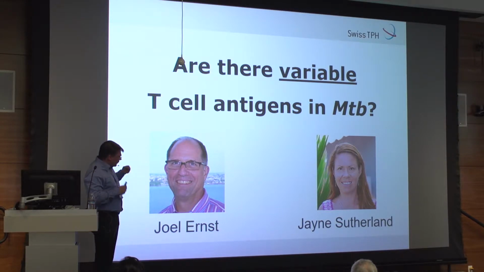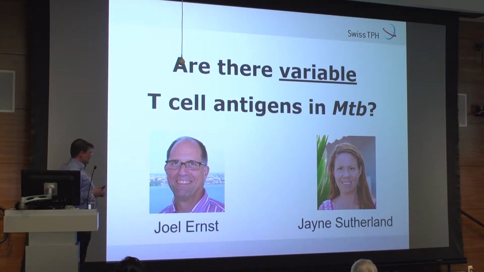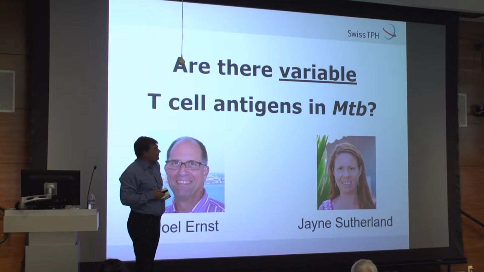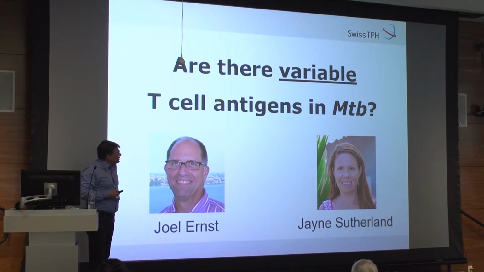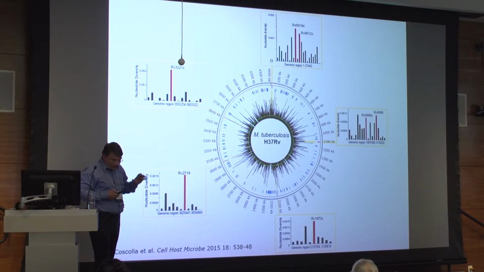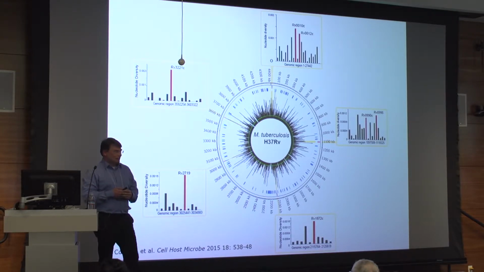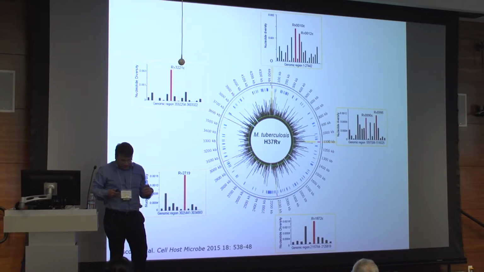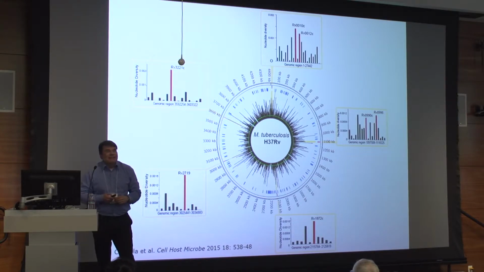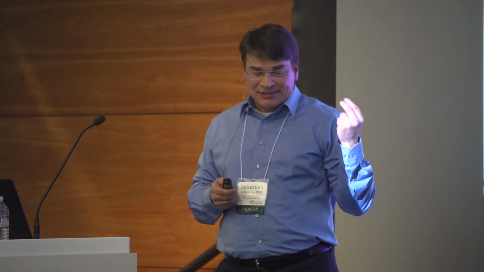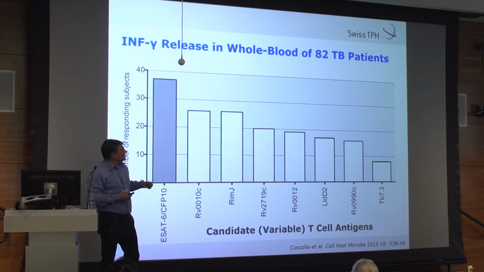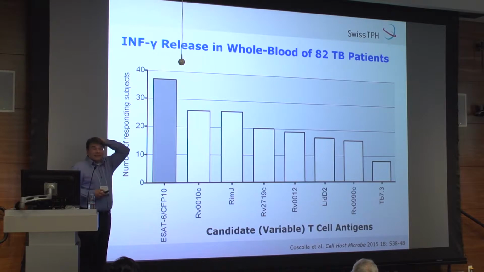And that's a very first step in this direction that we tried to do together with Joel Ernst and NYU, and then Jane Sutherland at the MRC in the Gambia. So we started with 200 TB genomes from around the world, identified 7 genes which were particularly highly diverse. That's shown in these black spikes around the TB genome. We then predicted CD4 and CD8 T cell epitopes, designed peptides, and used those to stimulate whole blood in 82 TB patients, HIV negatives, in the Gambia.